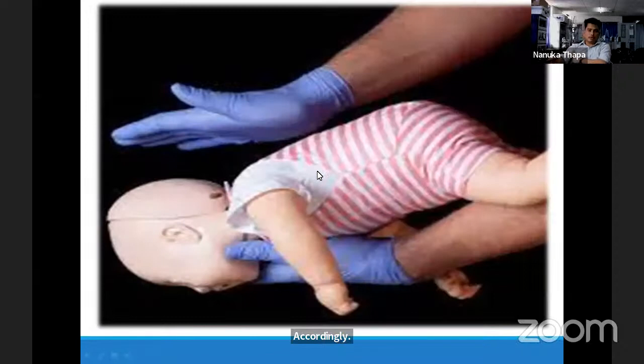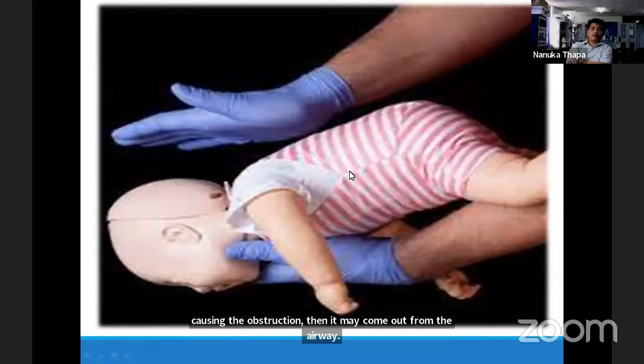This is a maneuver shown when there is any obstruction or foreign body in the tracheobronchial tree. In case of infants, we can make the infant lie in a prone position on our hand and give gentle tapping on the back of the child. If there is any foreign body or anything else causing the obstruction, it may come out from the airway after putting the infant in this maneuver.